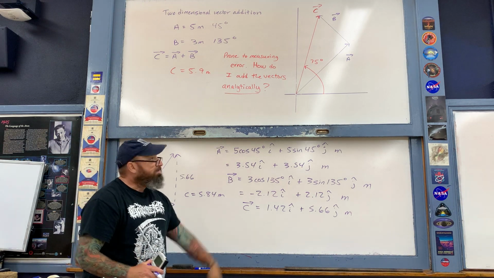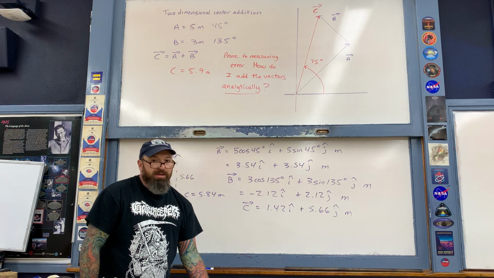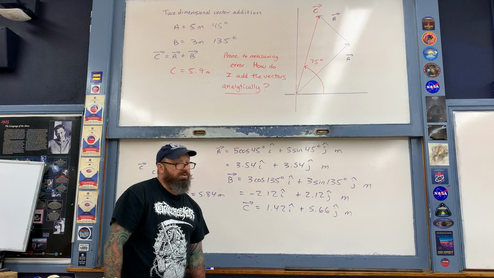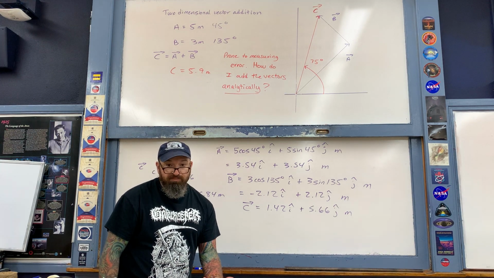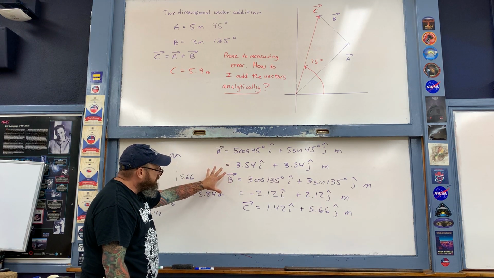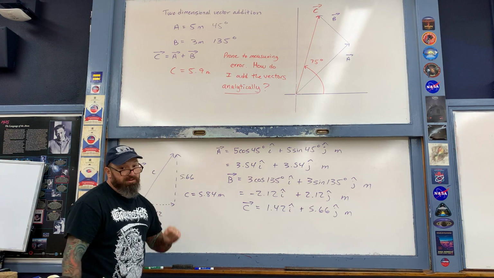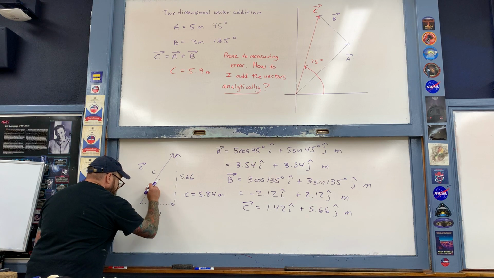Compare this number, which was found analytically, with what I did measuring up on the top board. My measurement was pretty good, but of course it was off a little bit. It was off because I was not adding the vectors together analytically on the top board. I was doing so graphically, which is prone to measuring error. Even though I have been rounding off my numbers a little bit on the bottom board, this answer is much more precise than that answer on the top board.